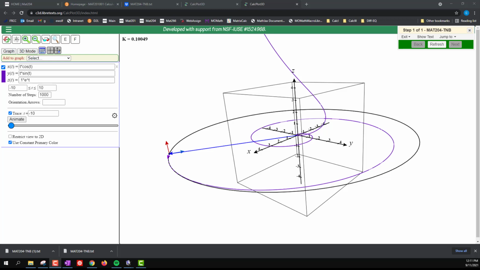So folks, in the last video I showed you how to upload this script into CalcPlot 3D. So now that we've got it uploaded into CalcPlot 3D, let's start exploring it. The first thing that you'll notice over here is that I've given a vector valued function.